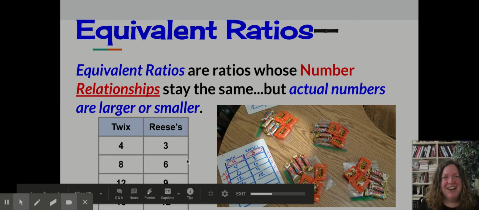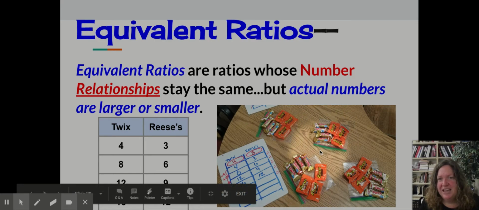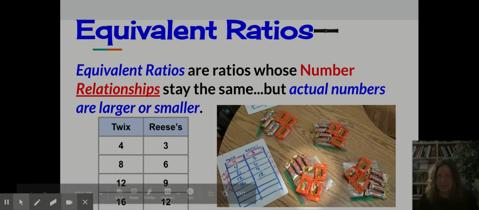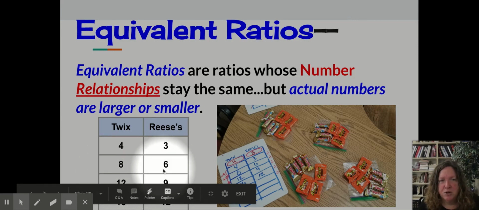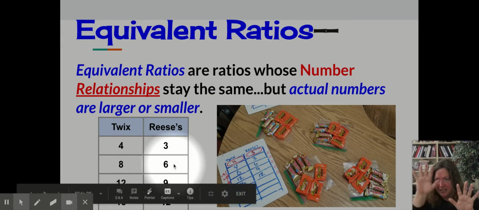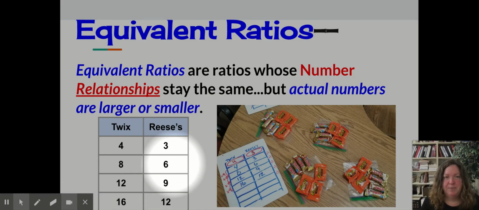Oh, technology. All right. So what about 12 to 9? There's 1, 2, 3 candy treat bags. So the ratio is still the same. Notice how the amount of Twix to Reese's hasn't changed, but the total number of Twix to Reese's has changed. It's 12 to 9. Those are equivalent ratios. The actual numbers are larger or smaller, but the ratio of one kind to something else stays the same.